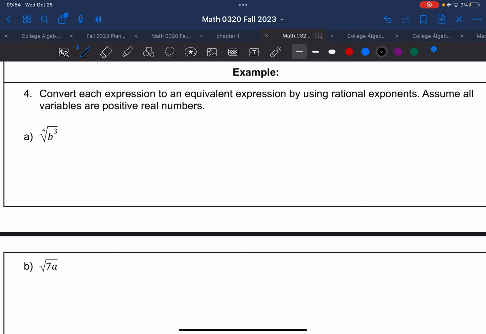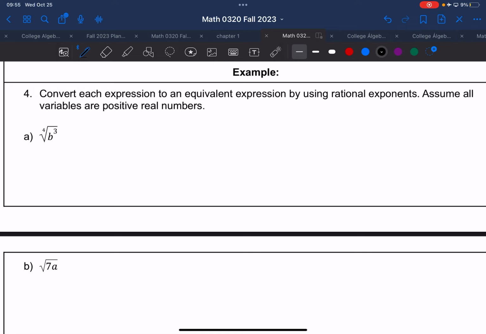Okay. For these examples, it says convert each expression to an equivalent expression by using rational exponents. Assume all variables are positive real numbers. So we're doing the opposite here. Now it gives us the radical and it wants us to put this into an exponent.